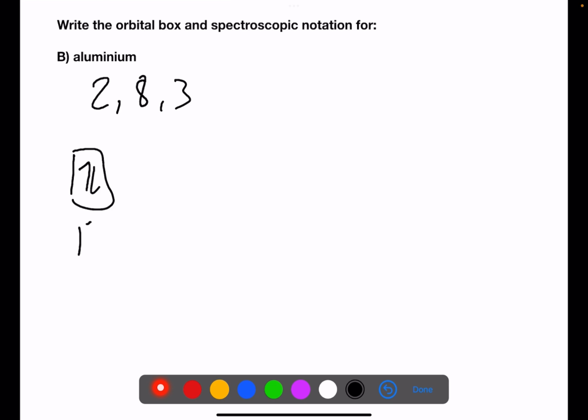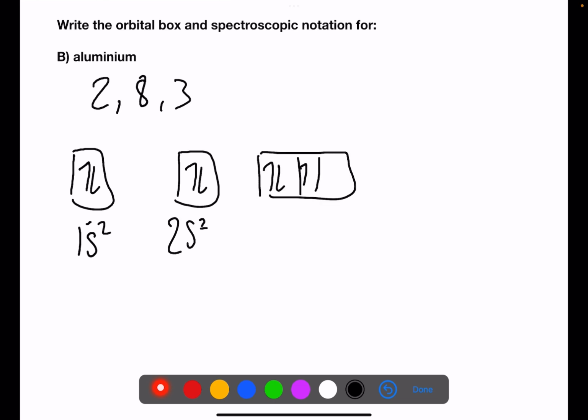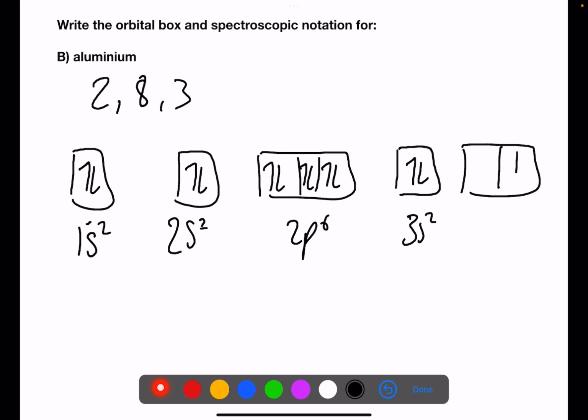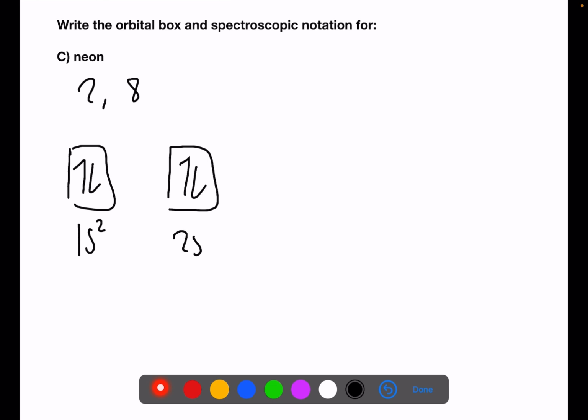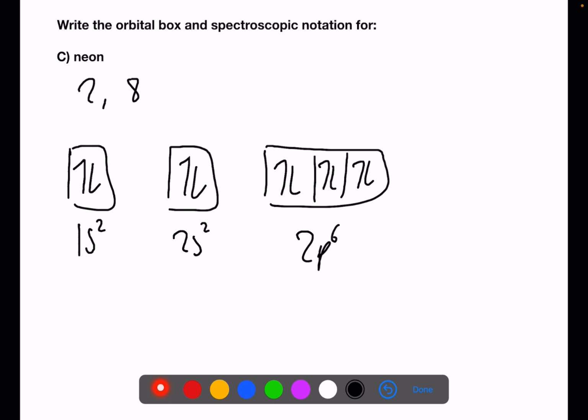So you've got 1s2, 2s2, 2p6, 3s2, and 3p1. For neon, we have 2, 8. So 1s2, 2s2, and then 2p6. So that shell is full.